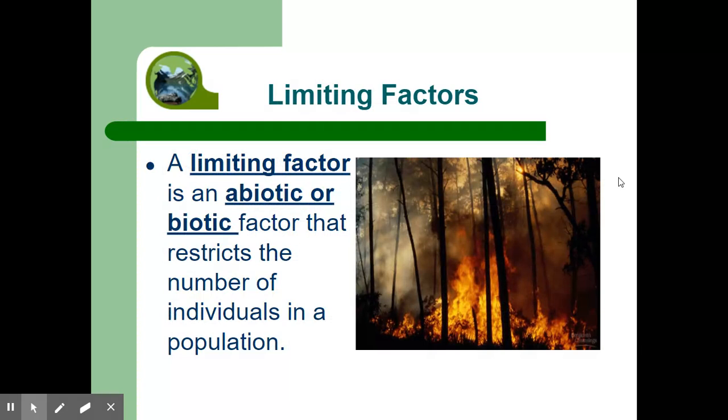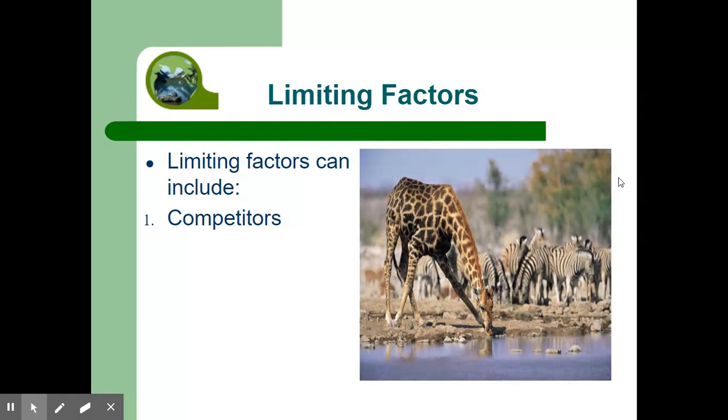Because we have limiting factors that limit the growth of a population. So a limiting factor is an abiotic, non-living, or biotic, living factor that restricts the number of individuals in a population. These limiting factors are limiting the amount of mice that we have on the planet, because if we did not have these, we would be overrun with mice.